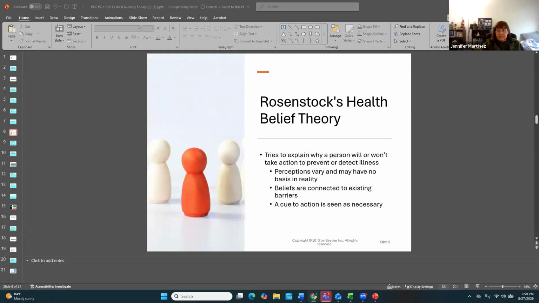So again, this theory can also be helpful when we're using the nursing process for health promotion. When we look at promoting annual wellness checkups, the vaccines, even wellness classes, that is how it would fit into the nursing process.